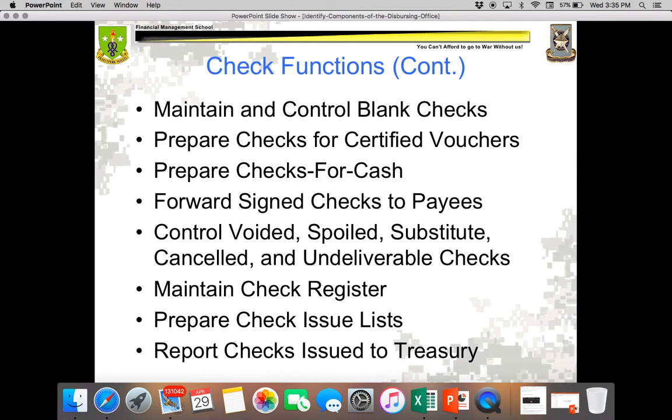These are check functions. You will not really see as many checks in theater anymore due to Eagle Cash, and some of the advances in technology have allowed for vault transfers or payments without actually using checks. So I'm not going to get into this a whole ton, but just be aware that in a dispersing office, you may see checks, and these are some of the functions that we have for those checks.